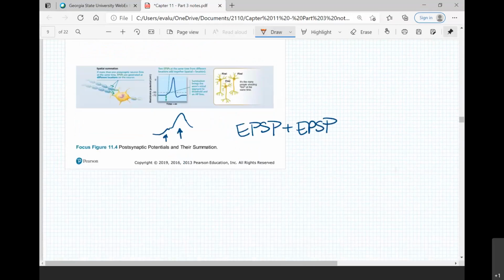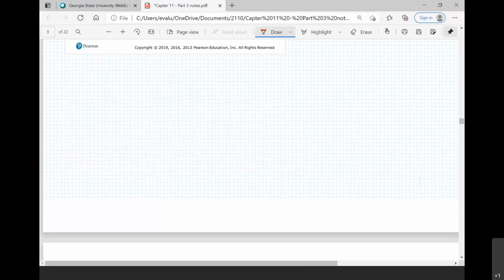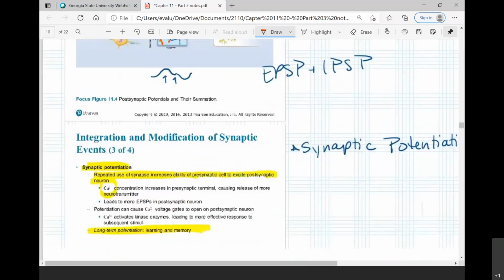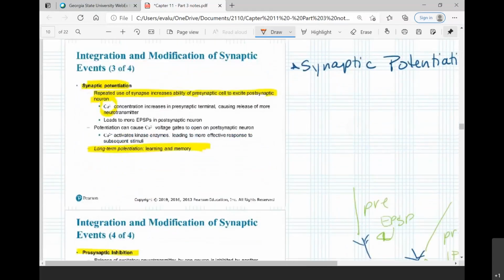Or we can add it because it's hitting this place and this place at the exact same time, but in different locations, we're going to add them together. But these are both EPSPs, so they're both excitatory, so they're both going up on the graph. You can also add IPSPs. So this one is going to be an EPSP plus an IPSP. Basically, we add an upward deflection, but then we have a downward deflection, and it takes the graph essentially back to baseline. So you can kind of see how all of that works together.